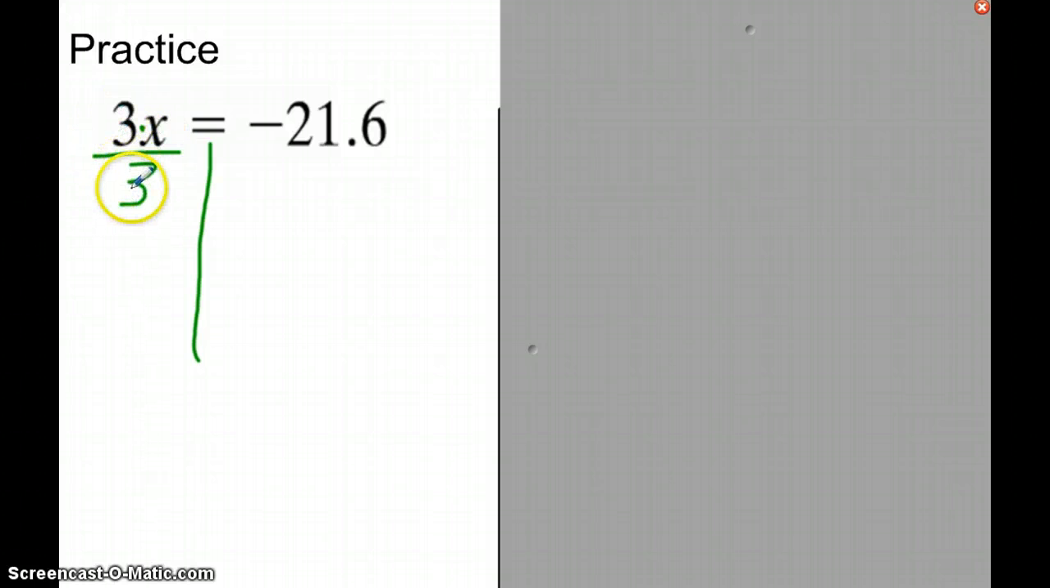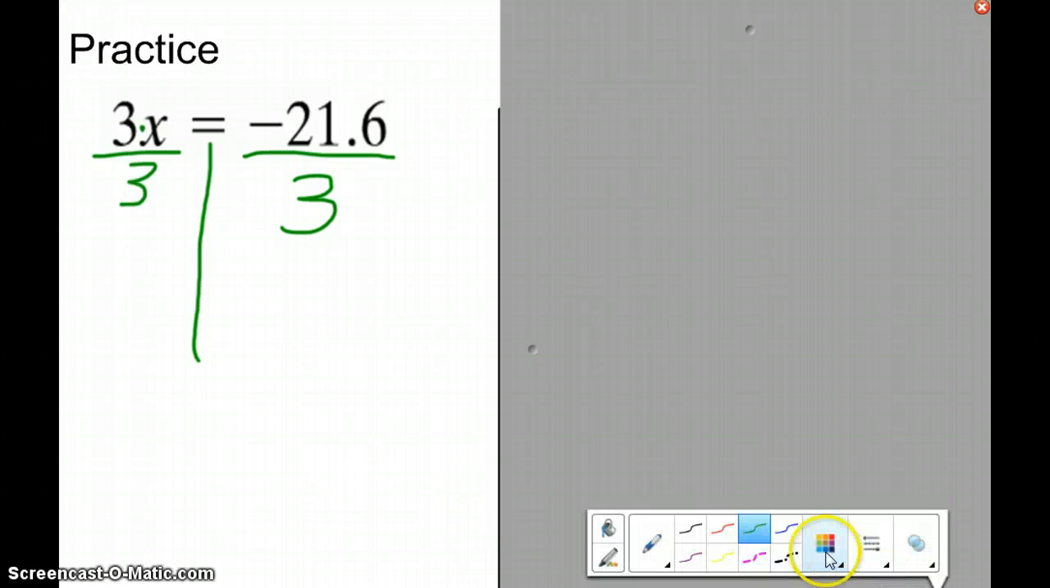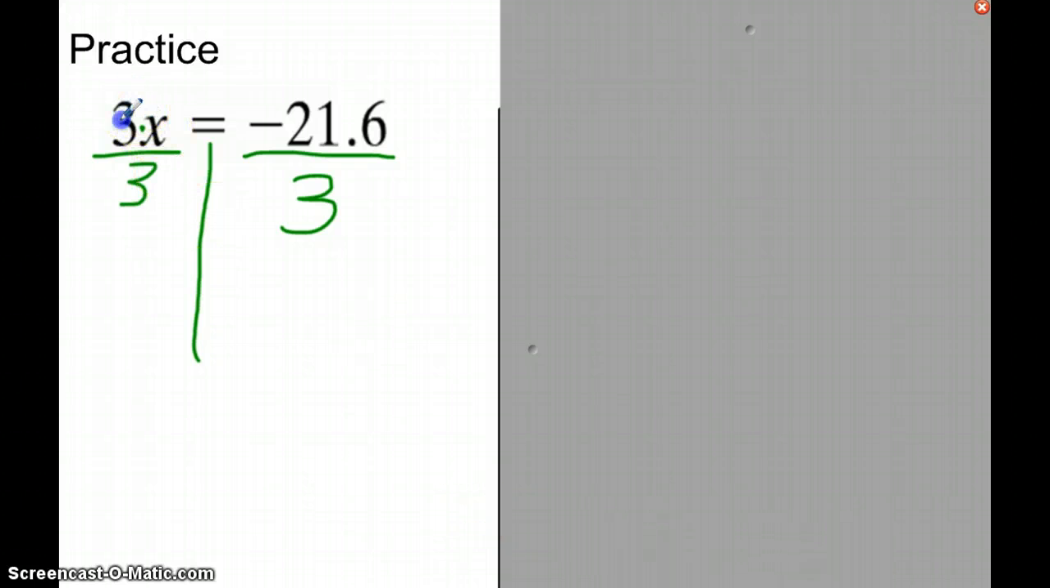That is our inverse operation. Opposite of multiplying is dividing, and we have to make sure that we divide 3 on both sides. Okay. When we do that, we know the 3's cancel on the left-hand side. Okay, 3 divided by 3 is 1. So technically what we have down here is 1x. But when we have 1x, we don't have to put the 1 in front of it.